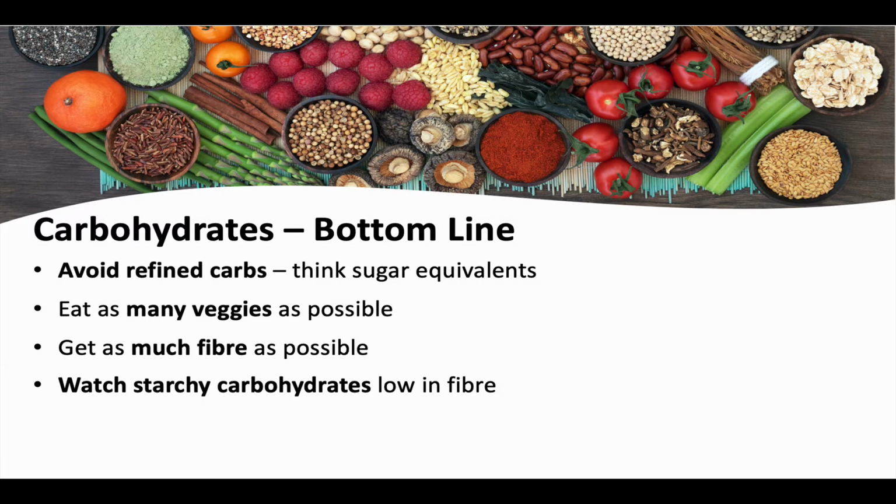So when we look at carbohydrates, our bottom line is, first, avoid the refined carbs. Think sugar equivalents. Think what it's going to do in terms of an insulin response. There's just no place in our diet for these refined carbohydrates. They are a modern curse, and we really just need to work to eliminate them. Eat as many veggies as possible. You can eat unlimited veg. You're hungry, go back and eat veg. Get as much fiber as possible. So 30 grams is kind of the target, but you can go well beyond 30 grams. And watch the starchy carbs that are low in fiber, right? So the basmati rice is a real food, but it's been processed and it no longer has the fiber with it. And so, as we've seen, it will generate that insulin response. So watch the starchy carbs that are low in fiber.